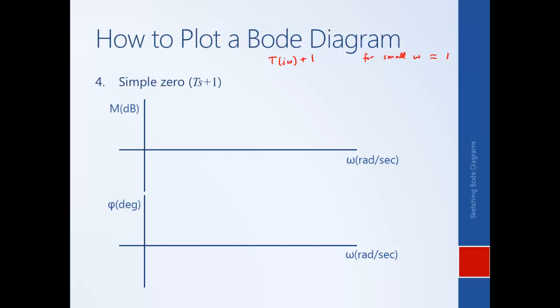And for a simple gain, the magnitude is just a straight line, 20 log of that gain. So 20 log of 1 is 0 dBs. So the magnitude is just a straight line at 0 dBs. And the phase, if you recall, as long as the gain is positive, the phase is simply 0 degrees.